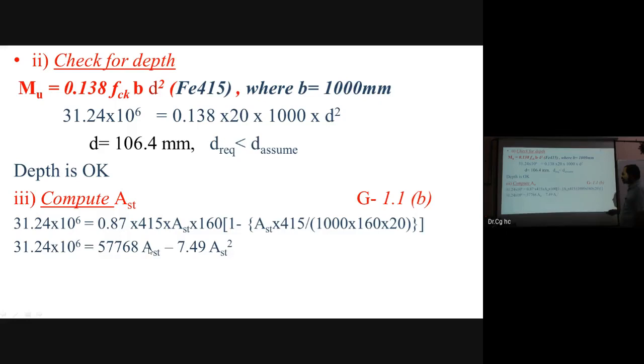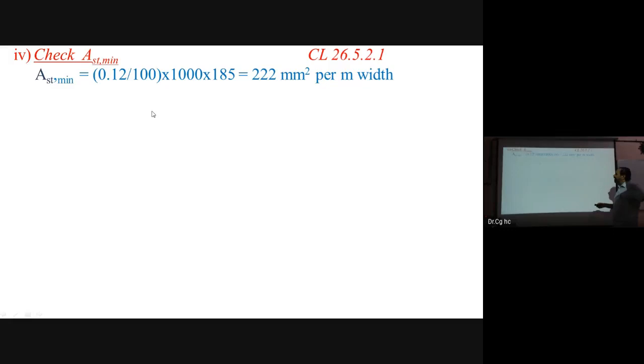Now this is how we are going to get it. From this, solve this equation. By solving this equation, we are going to get AST is equal to 586 millimeter square per meter width. In 1 meter width we need 586 millimeter square steel. Isn't it? Area of steel required. Now we have already assumed 10 mm diameter bars.